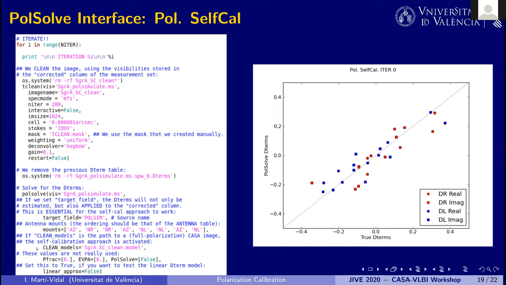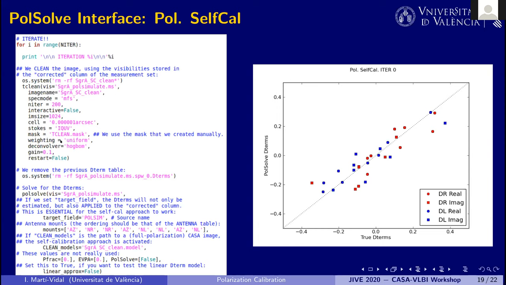By setting clean models, instead of being a list now, to just a CASA model image, PolSolve will deduce that you want to use the polarization self-cal approach. It will set PolSolve to false and arrange everything so that you are applying the polarization self-calibration approach. It is as easy as this. You iterate, which is equivalent to hybrid imaging or self-calibration. We clean, and then we run PolSolve by setting the clean models to the last model cleaned.